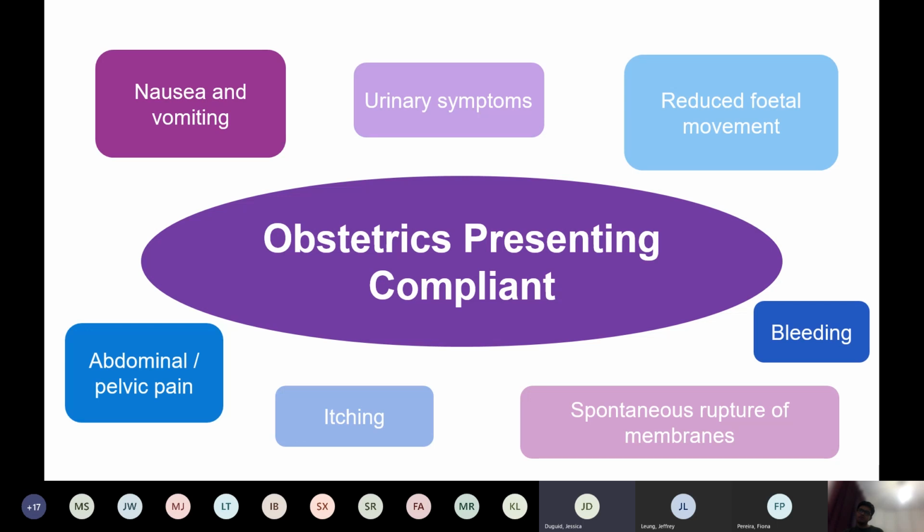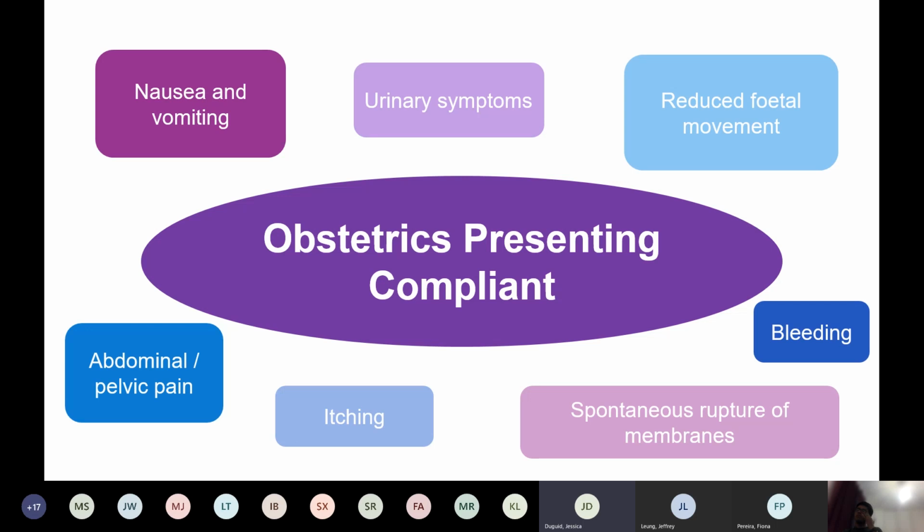Bleeding. Yeah, so bleeding is common in pregnancy, and there are lots of different things that can cause it. And bleeding often makes women very concerned. So that is something you need to ask about, and just do it like you would do a normal history from last year.